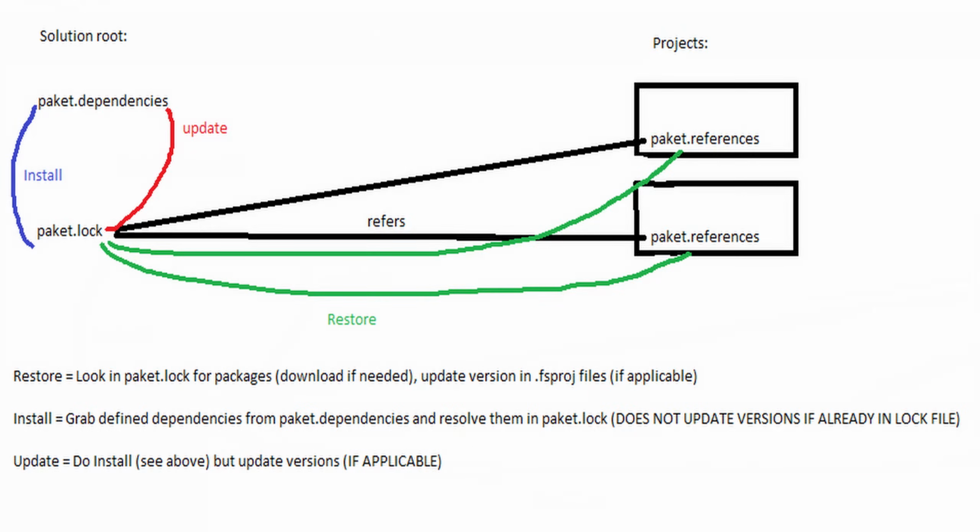So I made a high-tech, revolutionary graph to show you everything. And so I'm just going to start with the schematic. And so this is what a solution from the perspective of Paket looks like. At the root of the solution, you have two files, which are paket.dependencies and paket.lock. And with your projects, you have a folder, and you have a paket.references file.